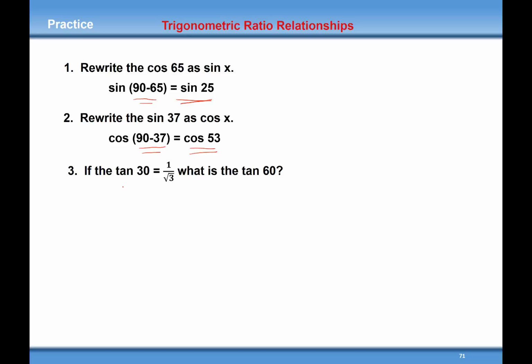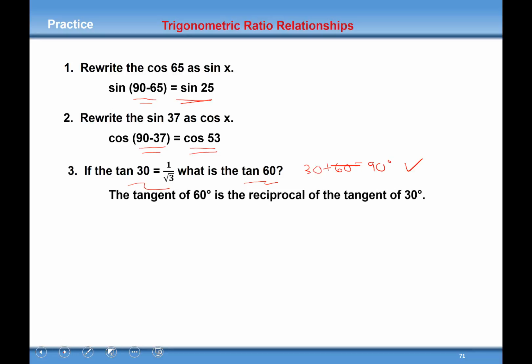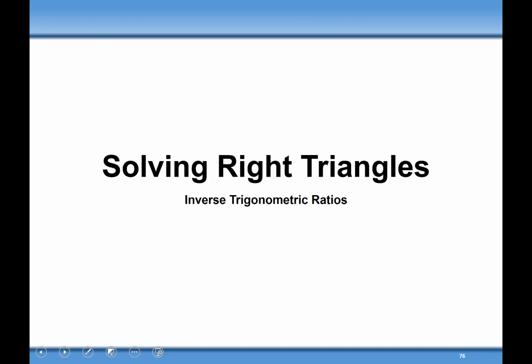And finally, if the tangent of 30 is 1 over radical 3, what is the tangent of 60? The first thing we need to verify is that 30 plus 60 equals 90 degrees, and it does. That tells us they're complements, which means that it is the reciprocal of the tangent of 30. So since the tangent of 30 equals 1 over radical 3, then the tangent of 60 must be its reciprocal, which is radical 3. So again, what we're doing now is taking sine, cosine, and tangent, bringing them together and applying them a slightly different way.